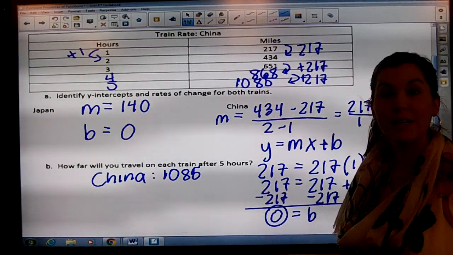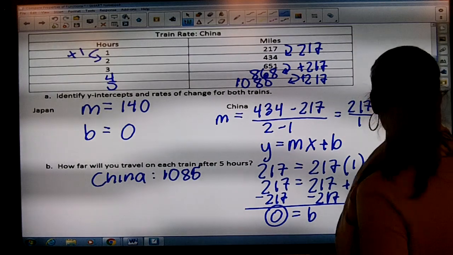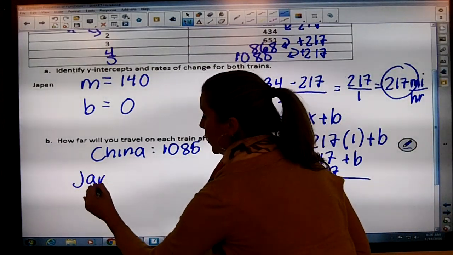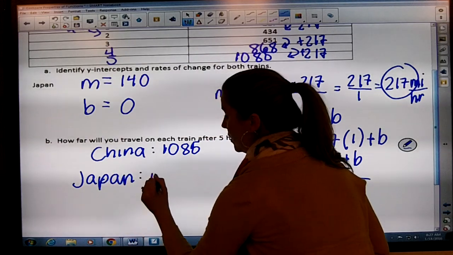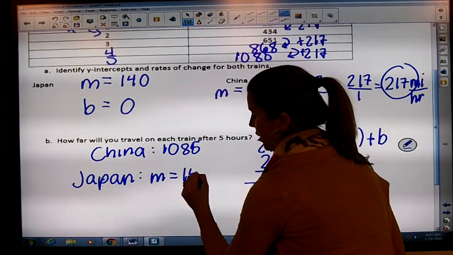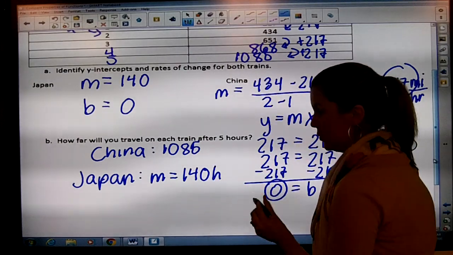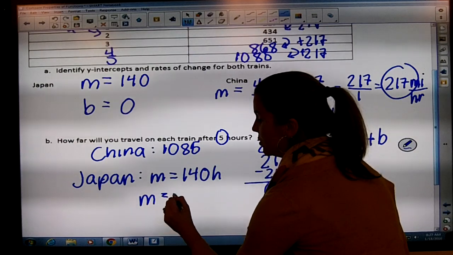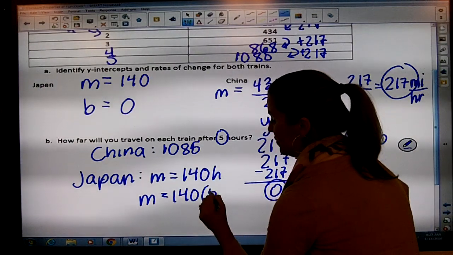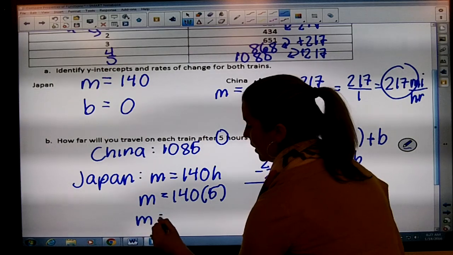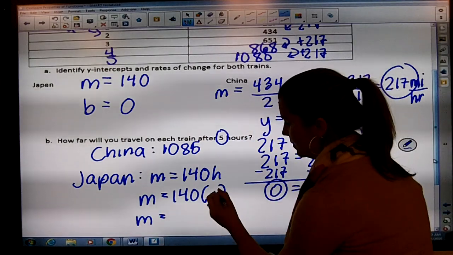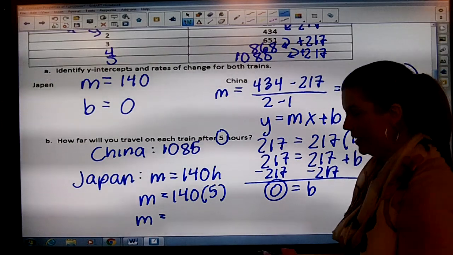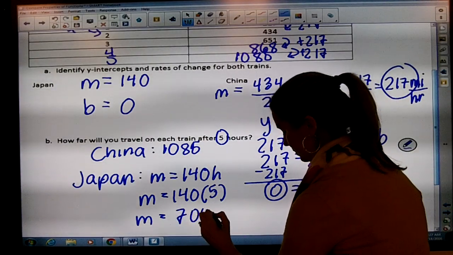If you take the train in Japan, let's find out how many miles you will travel. So we know that for Japan, we are given an equation. Miles is equal to 140 times the number of hours. Well, our number of hours is given to us, that's 5. So our miles will be equal to 140 times 5. 140 times 5 is 700.